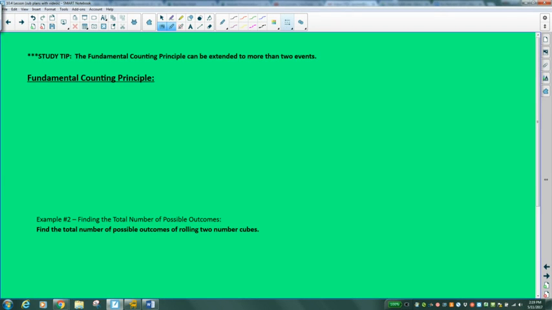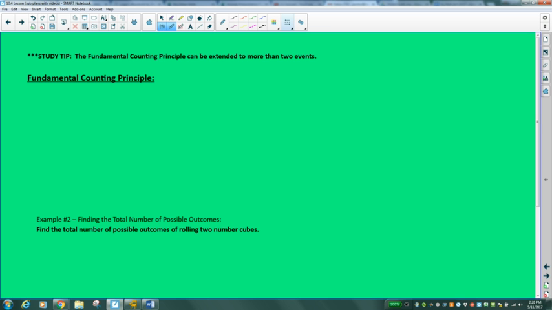All right, now we're going to talk about the fundamental counting principle. This is a principle that explains how you can find the total number of possible outcomes when you have an event, or a compound event. You could use the tree diagram, but when you have lots of different possibilities, the fundamental counting principle is actually going to work the best, okay?